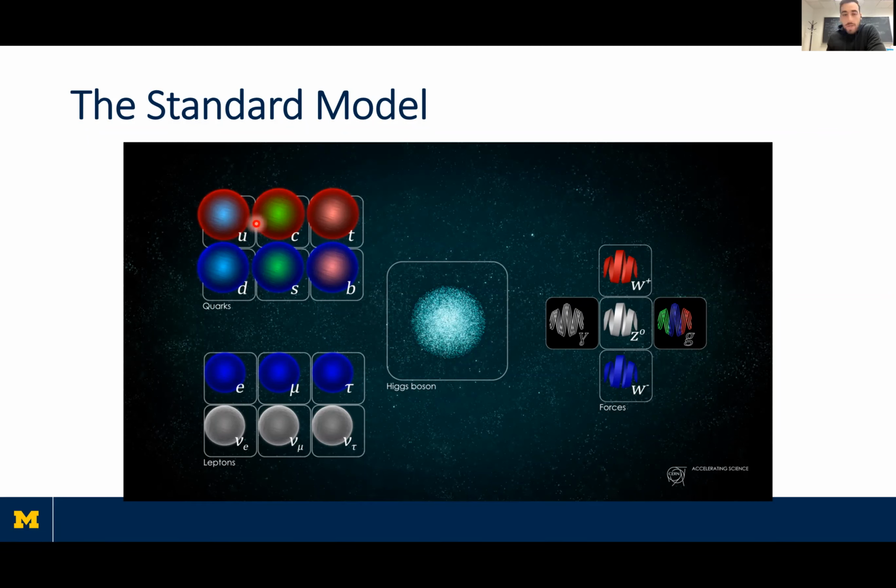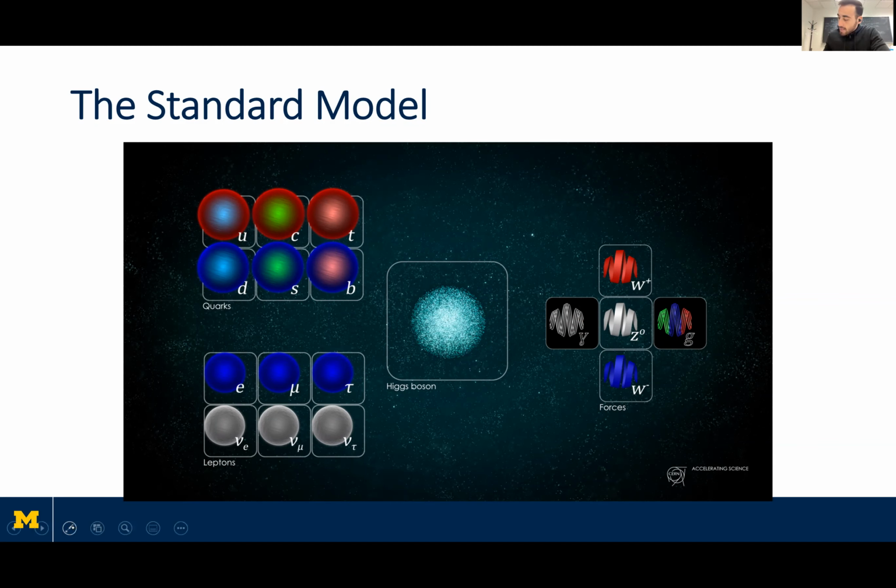It's composed of quarks on the top left. You have up, down, charm, strange, and top and bottom quarks. On the bottom left, you have the electron, the muon, and the tau. And you also have the electron neutrino, the muon neutrino, and the tau neutrino. The force carriers, you have the W plus, the Z, and the W minus bosons. You have the gluon, which is responsible for the strong force. And then you have the photon, which is electromagnetism. That's how you're seeing me right now. And in the middle is the Higgs boson, which is the particle or the field that gives all the other particles their masses, if they have one.